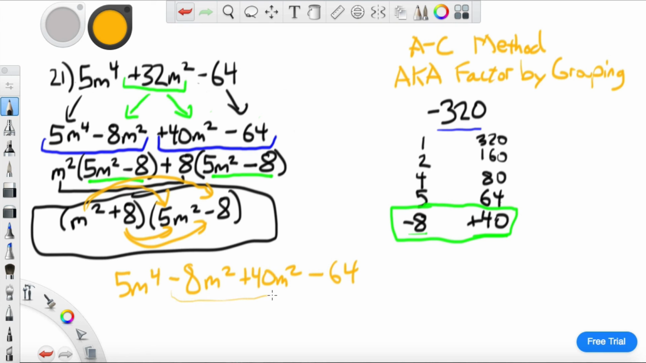Then if I combine these like terms, I get 5m to the fourth plus 32m squared minus 64. Great, so it was right. This is correct. Wonderful. And that is how you factor this by grouping and how you check your work.